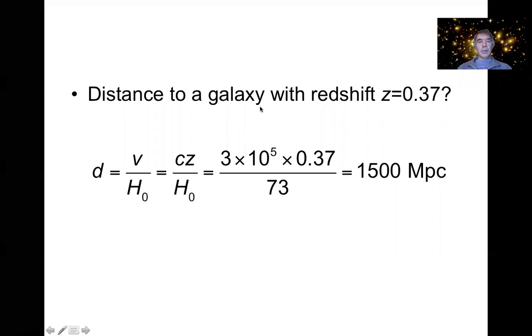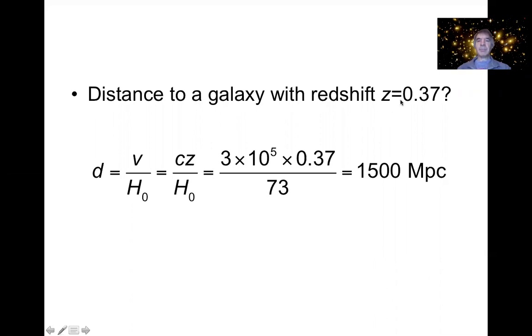Okay, so we were looking at Hubble's law and using it to measure distances to galaxies. I asked you about the distance to the galaxy we saw earlier with a redshift of z of 0.37. So just rearrange Hubble's law to make distance the subject. We're given the redshift rather than the recession velocity, so just replace velocity with c times z.